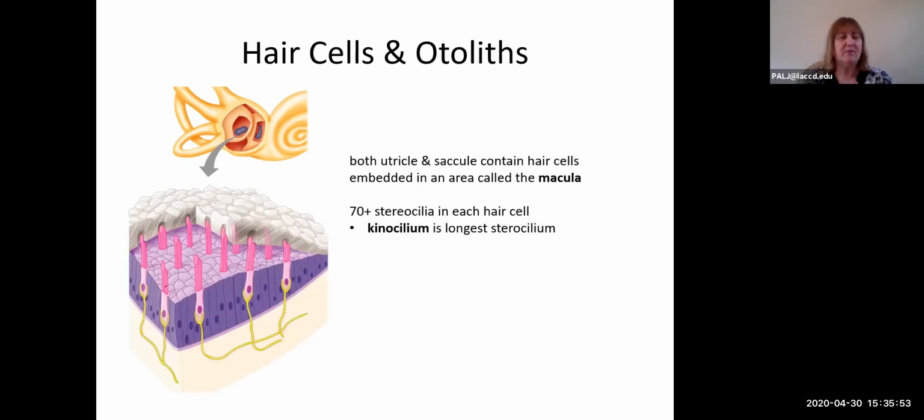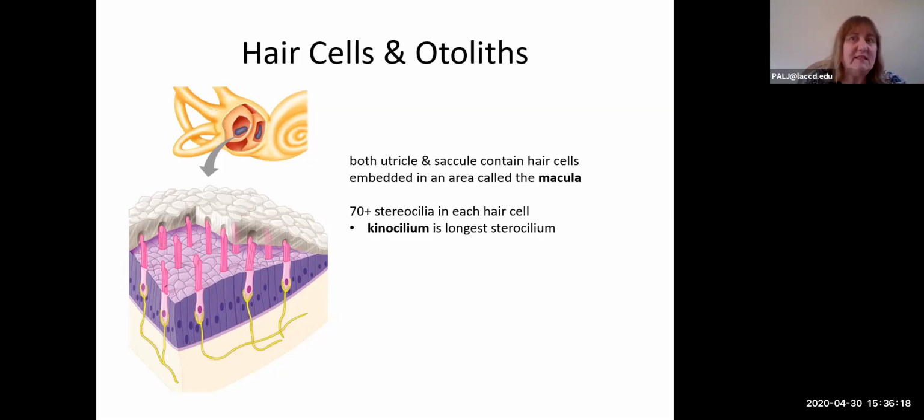We have those epithelial cells, then we have the pink hair cells. The hair cells have all these stereocilia. There's even more here than there were earlier when we were talking about hearing. There's at least 70 stereocilia in this place, and the kinocilium is the longest one. If you look here, you can see that they're all lined up from shortest to longest.